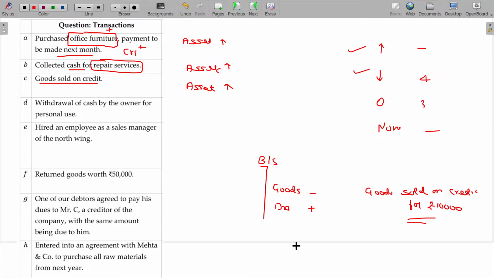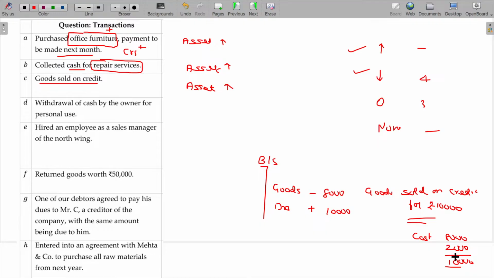How much you subtract from the goods? How much you will add to the debtors? Is it 10,000? Not necessarily 10,000. Maybe 8,000. On sale, you make a profit. Cost of the goods sold being 8,000 rupees. By adding 2,000 rupees profit, we sold at 10,000.